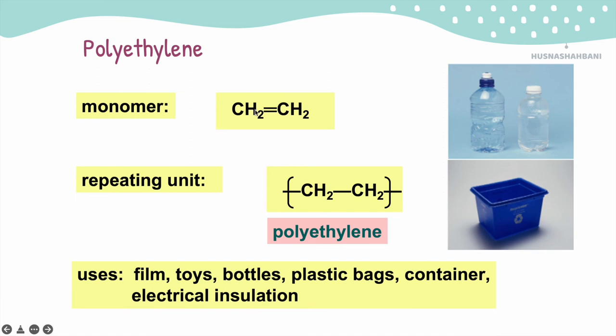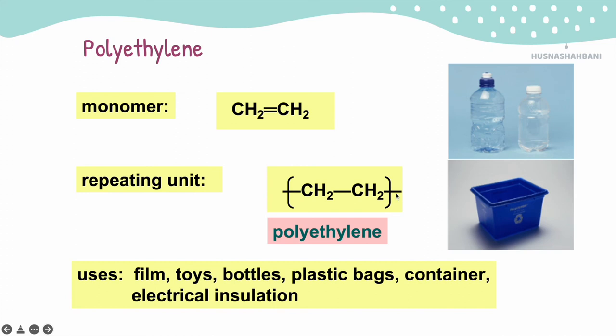Polyethylene, the monomer, C double bond C, the monomer is ethene. So this C double bond C, one electron from this bond is given to this carbon, and one electron will react with the peroxide radical, and the reaction is repeated again and again, and it will become like this, C single bond C, and then it will be bonded with another CH2.